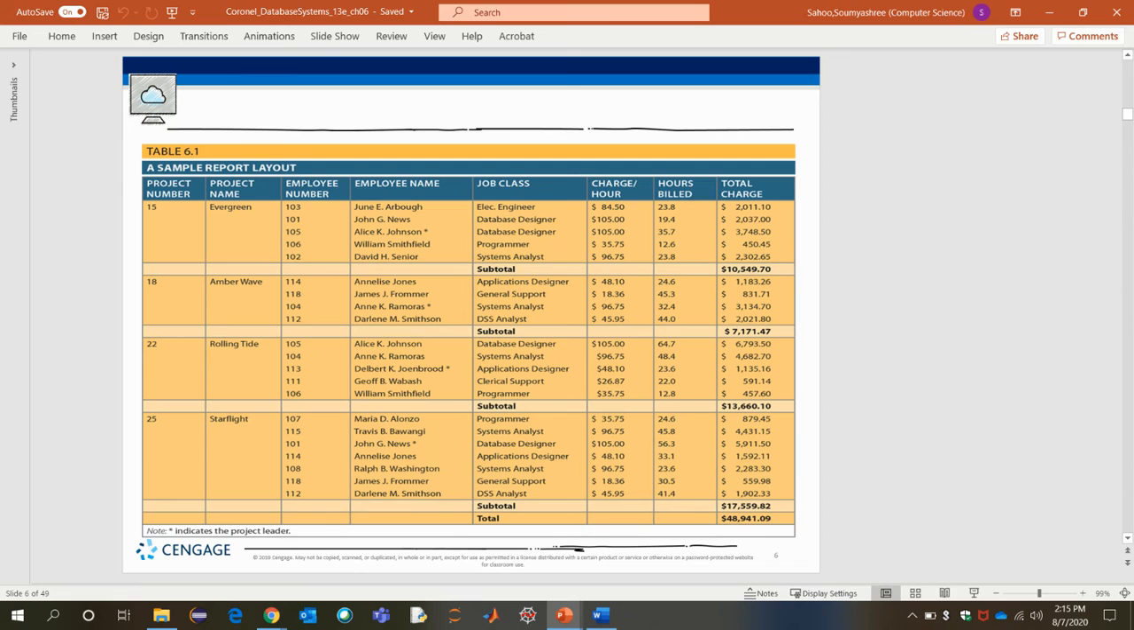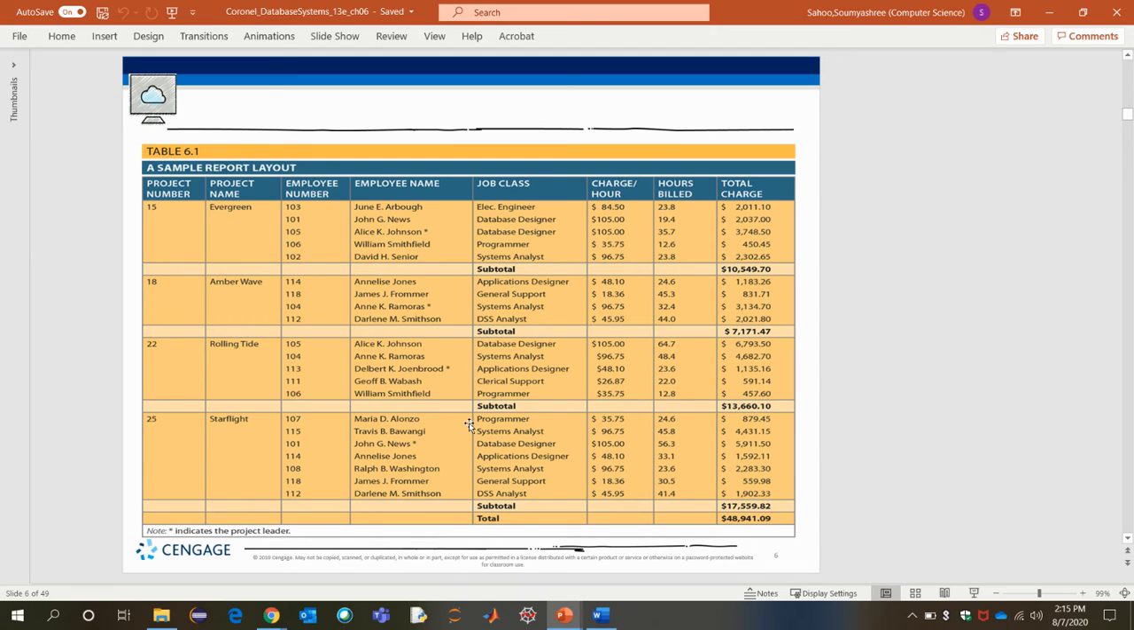So let's see one diagram. Here, see, this is a sample report layout. There are some records, and if you see in one block, there are multiple values. In one record, you see multiple employee names, multiple employee numbers, and one project name is assigned to multiple employees, job class, employee numbers.